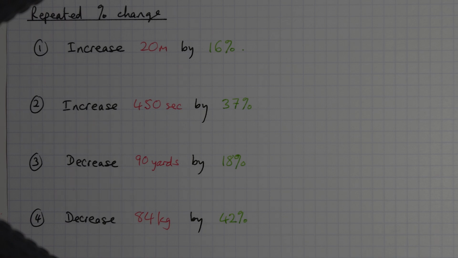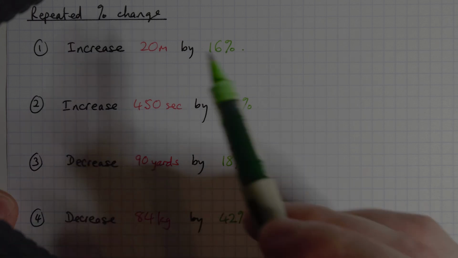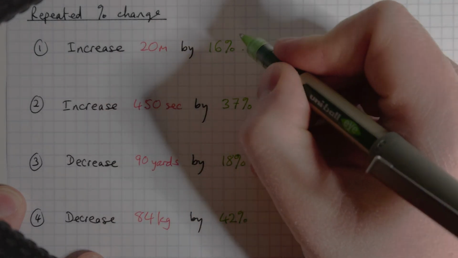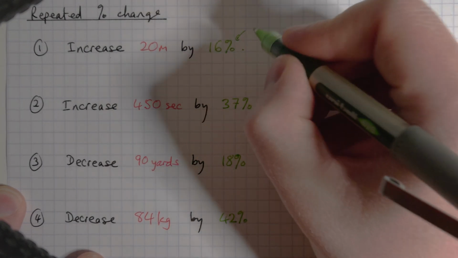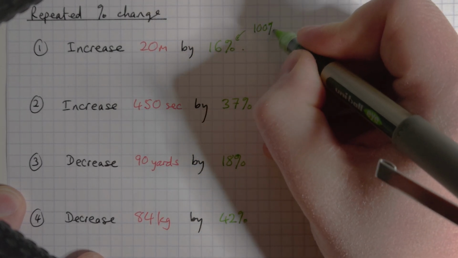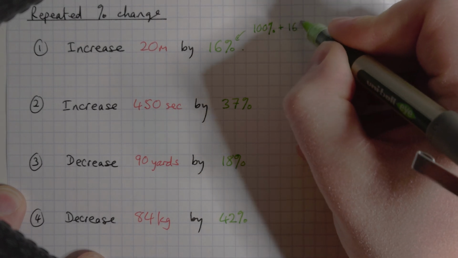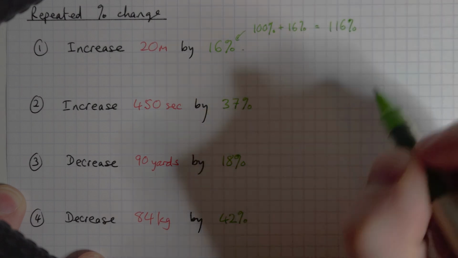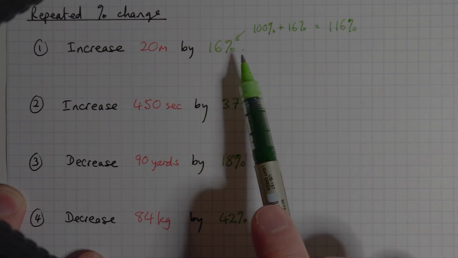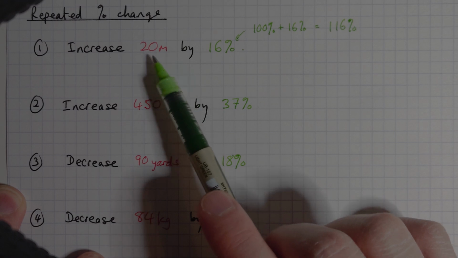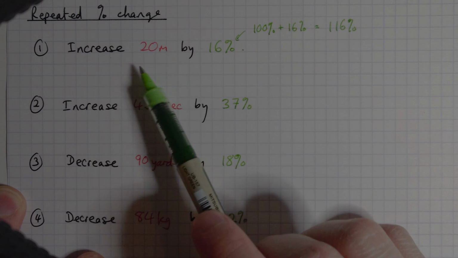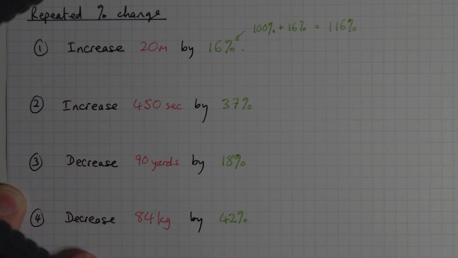So suppose I wanted to increase 20 metres by 16%. The first thing I need to think about is, well, it's an increase, so the original 100% is this 20 metres, but I'm increasing by this. I'm going up by 16%. So I already had 100%. I'm adding another 16%. So 100 plus 16 is 116%. So this question, increase 20 metres by 16%, would be the same as saying find 116% of 20 metres. It would be the same question.